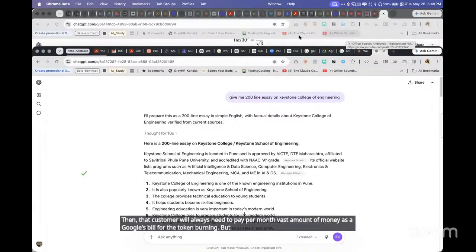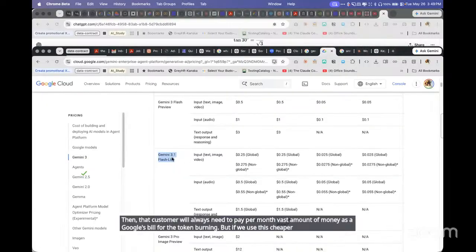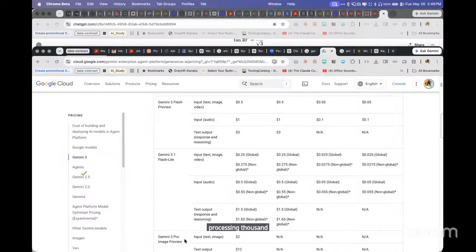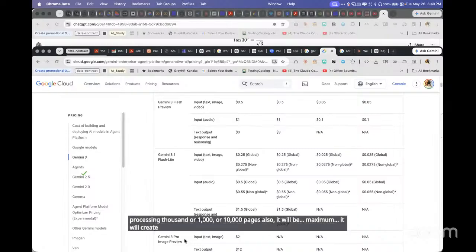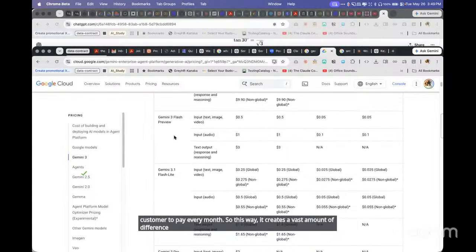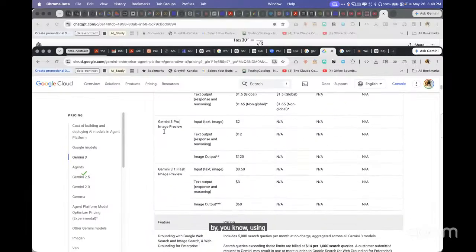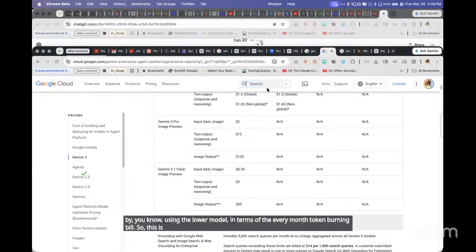But if we use cheaper models like 3.1 Flash-Lite or something like that, then for processing 1,000 or 10,000 pages, it will create a bill of at most $10 or say $50, and that is okay for a customer to pay every month. So it creates a vast amount of difference by using the lower model, in terms of the monthly token burning bill. This is a very important point to note.